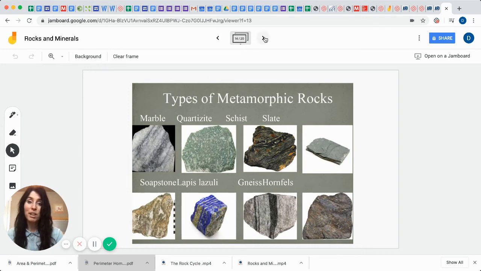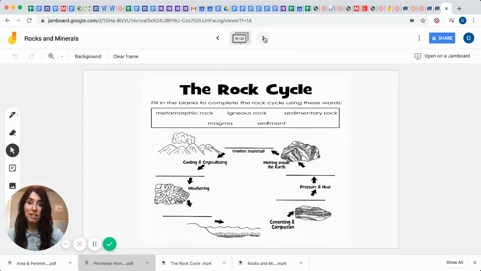So interesting what can happen with rocks and minerals. So this is our rock cycle. And in my next video, I'm going to answer what this rock cycle would look like using our word bank of answers. We have metamorphic rock, igneous rock, sedimentary rock, magma, and sediment.